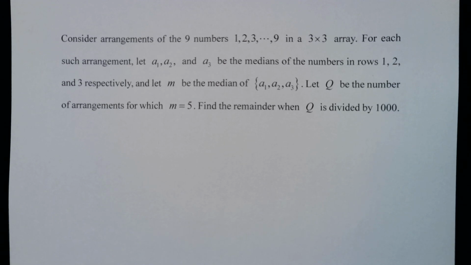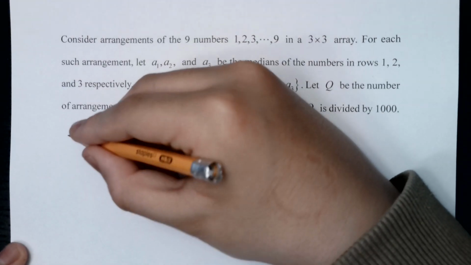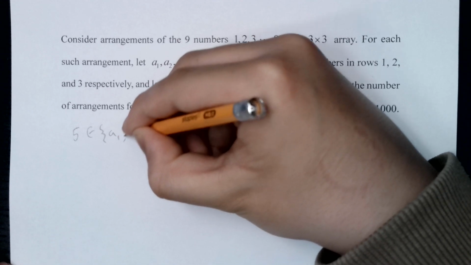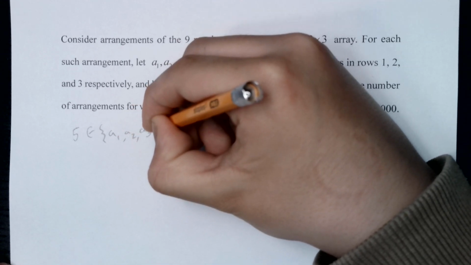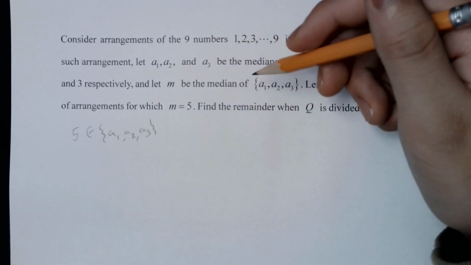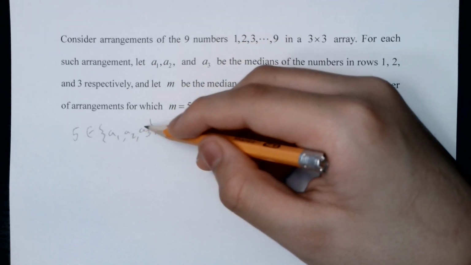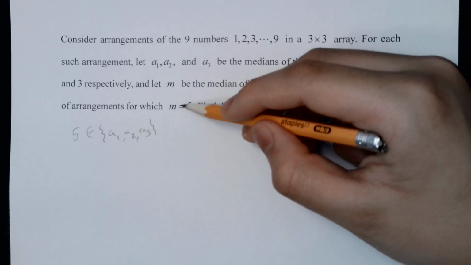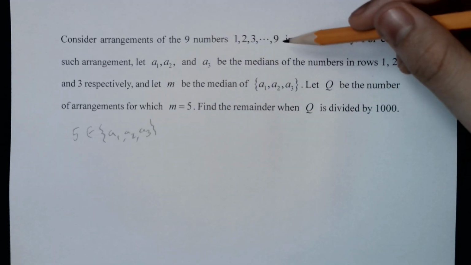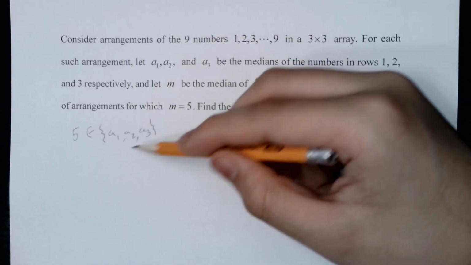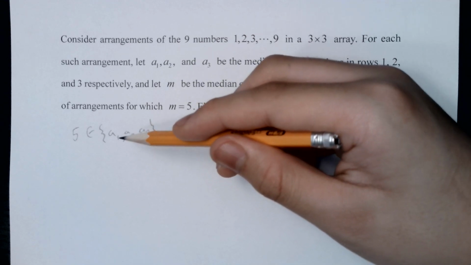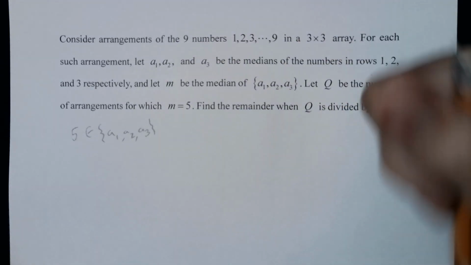So here we're going to use some logic and number theory. So we can see that 5 definitely belongs in the set A1, A2, and A3 for M to be equal to 5. And why is this? Well, because 5 is the middle number in 1 through 9, we see that if at least one of these numbers is equal to 5, then M also has to equal 5. And why is this? Well, there are 4 numbers below 5 and 4 numbers above 5. So no matter what, out of these 3 numbers, one is going to be bigger than 5, one is going to be lower than 5, and one is going to be equal to 5, which is the median, or M.